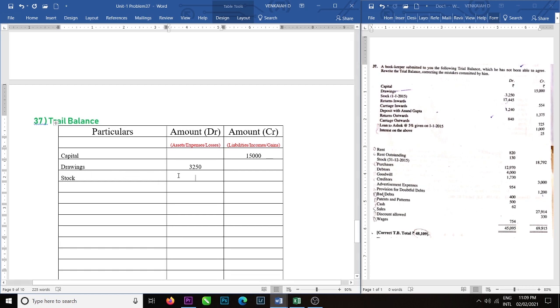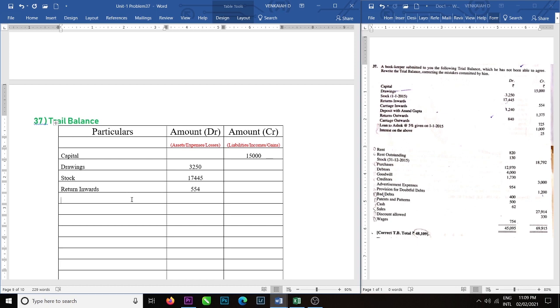Trial balance. Opening stock amount is 17445. Next is sales returns. Return inwards are 554. We sold goods to somebody, they returned the goods. Those returns are written as returns inwards.